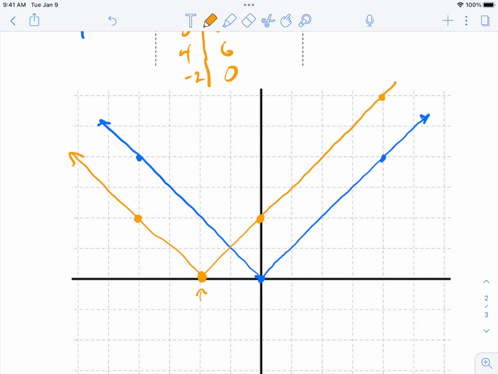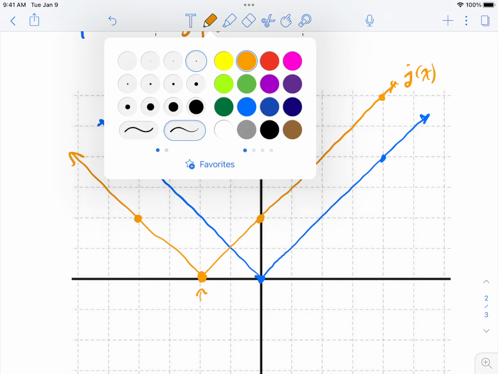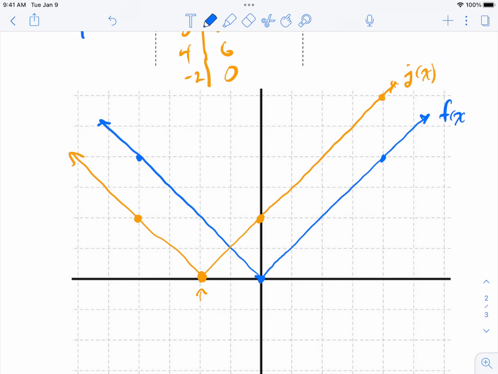So there's our new function j of x. So here's the j of x. This blue thing was the original f of x. Sure looks like the same shape, don't it? It's the same exact shape. We call that a translation. It just got moved. It got slid. Question: which way did it get slid?